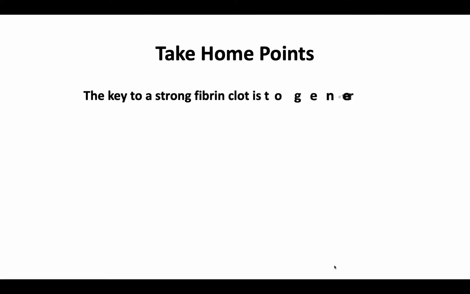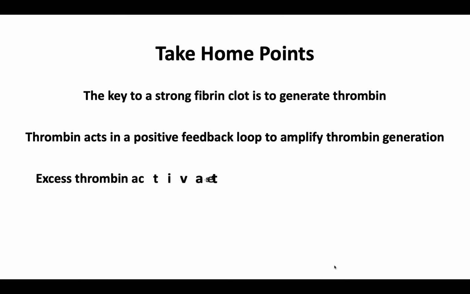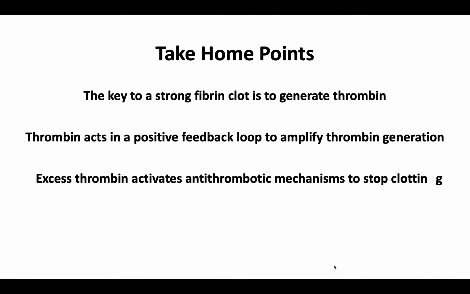The key to a strong fibrin clot is to generate thrombin. Once generated, thrombin acts in a positive feedback loop to amplify itself. Once enough thrombin is generated, it acts in a negative feedback loop to activate antithrombotic mechanisms and stop clotting.